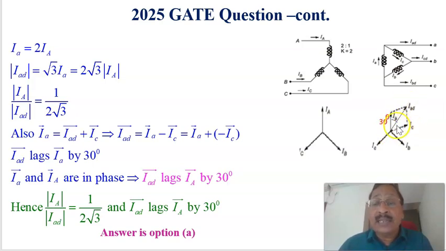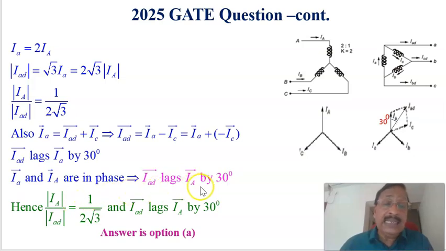Of course, this is the magnitude of the vector which is already calculated. And the phase angle is the angle by which IAD is lagging this vector ia, by 30 degree. Therefore, IAD is lagging ia by 30 degree on the secondary side. On the primary side, small ia and I capital A are in phase. So IAD is lagging this IA by 30 degree.